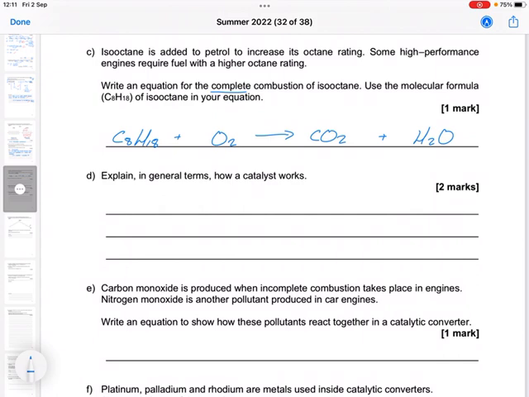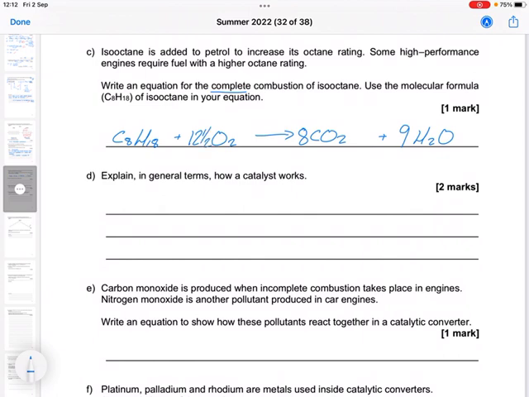So 8 carbons on the left, so with balancing, remember it's the big numbers before, and then the hydrogens, I've got 18 hydrogens on the left, 2 on the right, which means I need 9 water. So again, because we're balancing, it's big numbers that go before. And then the oxygens, so 2 8s are 16, plus 9, that is 25, which means I need 12 and a half oxygens here.